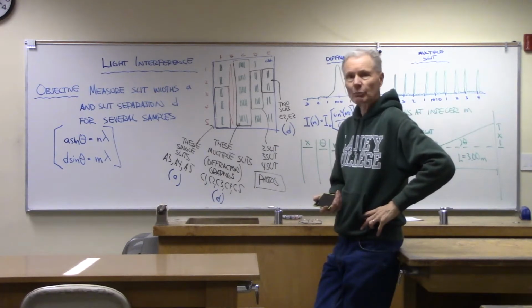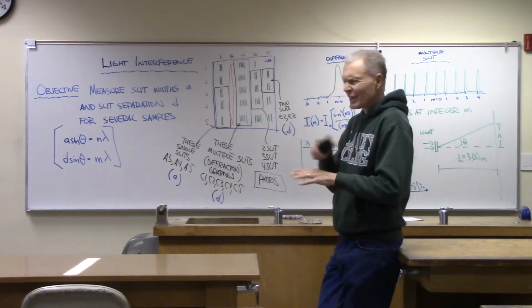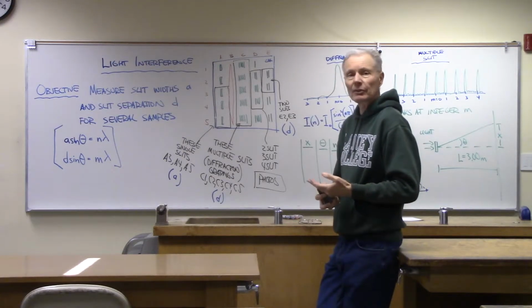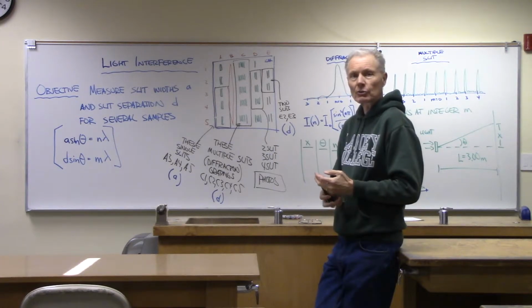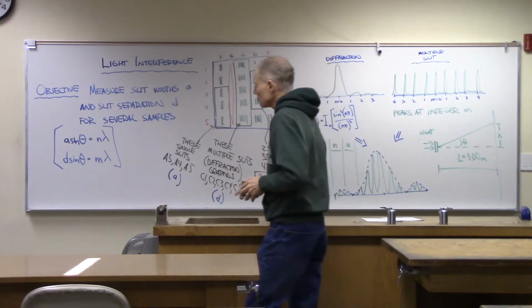Now, if you remember from chapter 35, diffraction gratings really shouldn't be called diffraction gratings. That's just confusing. It's not based on diffraction. It's based on multiple slit interference. So these are 2 distinct types of interference effects. They got the name wrong with diffraction grating.